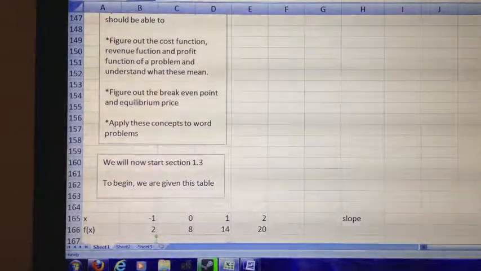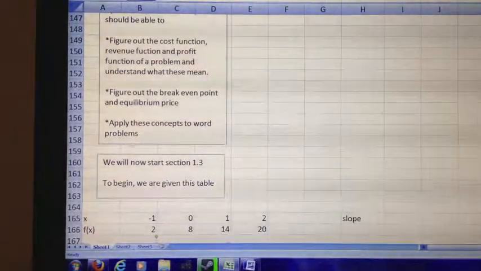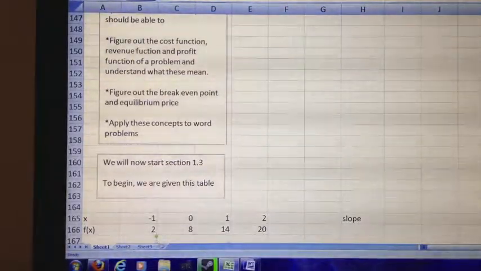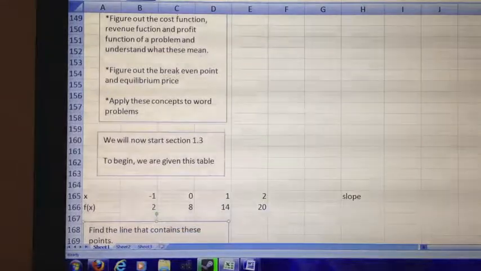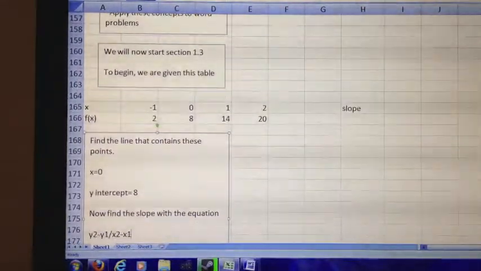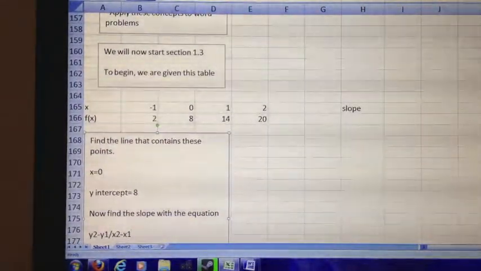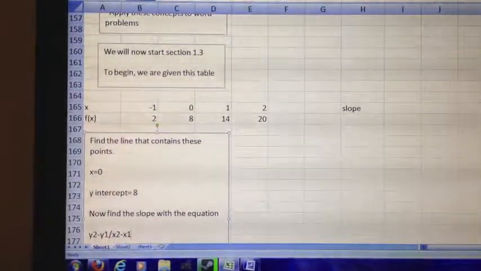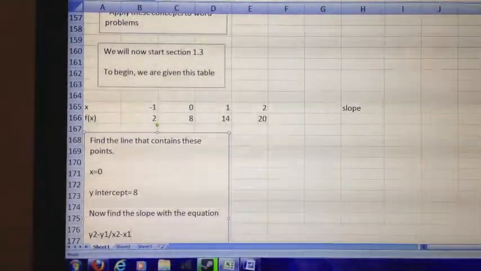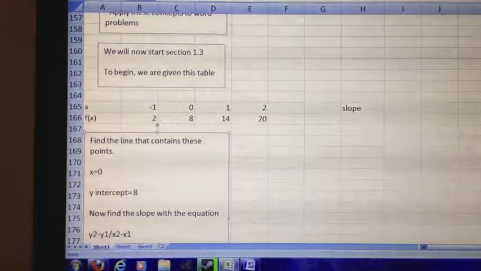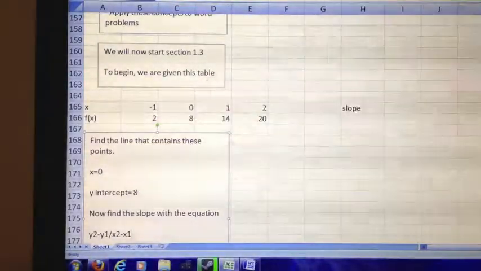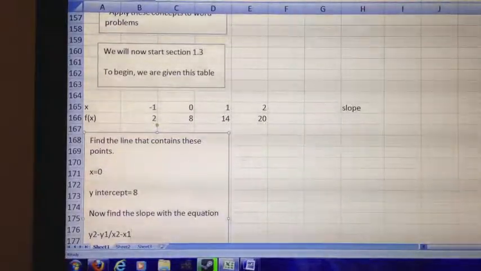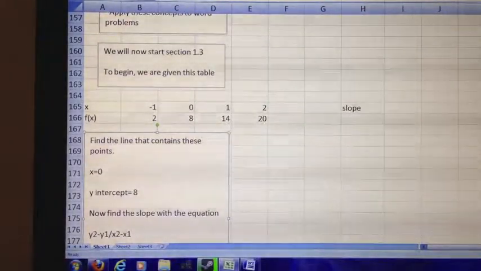We will now start section 1.3, and to begin, we're given this table. This table has values for x and values for f of x. Now, we want to find the line that contains these points. So to do that, we first have to find the y-intercept. So we have to find when x is equal to 0. So we go into this chart and we see where it says 0, and then we see that f of x is equal to 8 where it says 0. So that means that the y-intercept is 8.